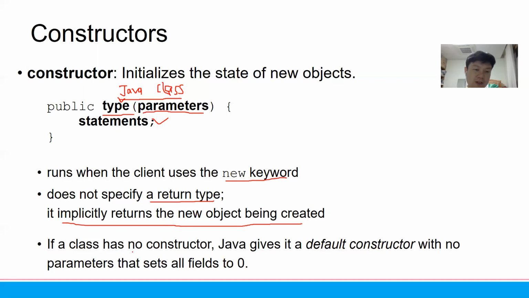And if the class has no constructor, Java gives its default constructor. So whenever you create an object with no constructor, there will be the default, and the default would likely give the basic value or the default value, like the integer will be 0. And the string will be null.